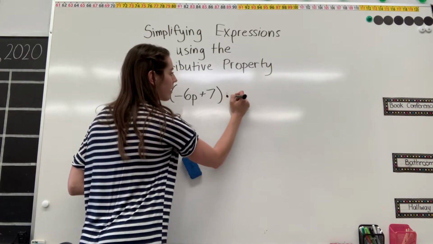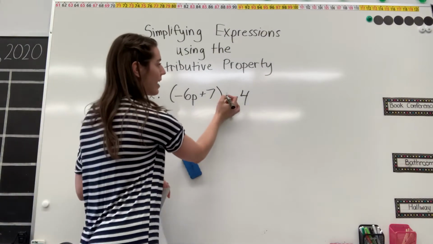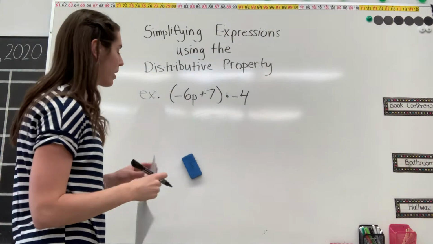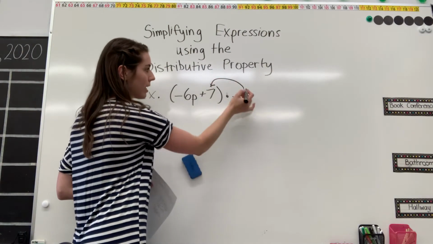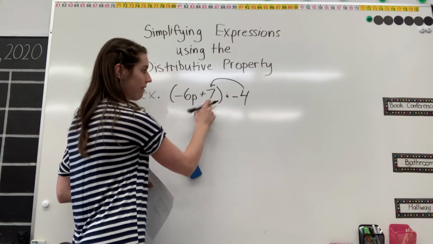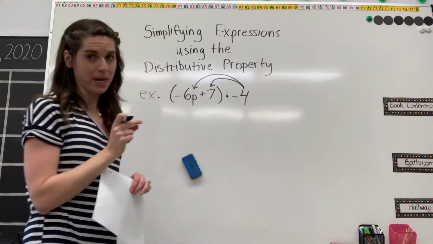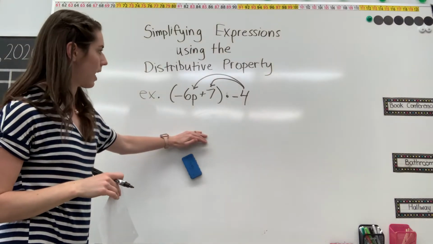So that's what it looks like. Okay, so again, that dot replaces the brackets that would have been around the negative 4. So we need to distribute. So we are going to distribute the negative 4 to the 7 and to the negative 6p. Okay, so now let's simplify on the next line.